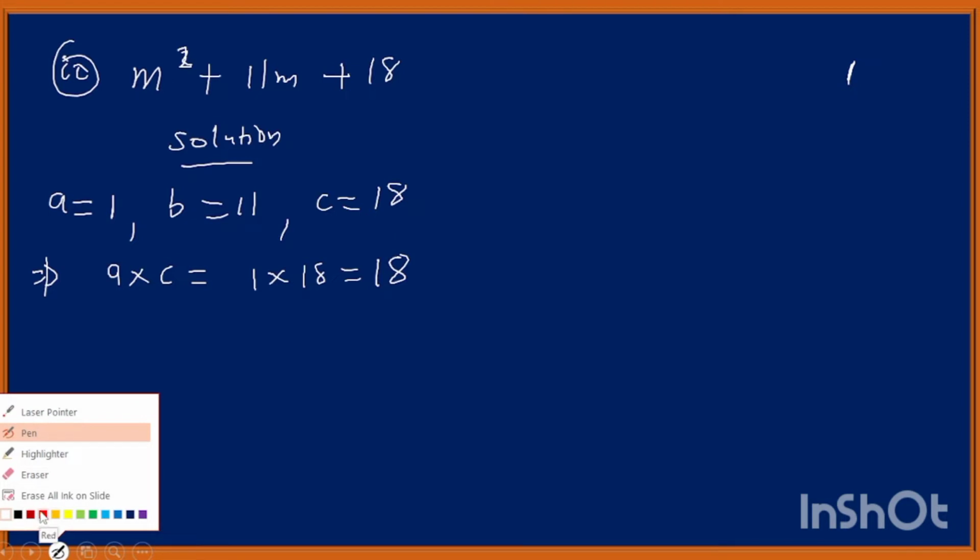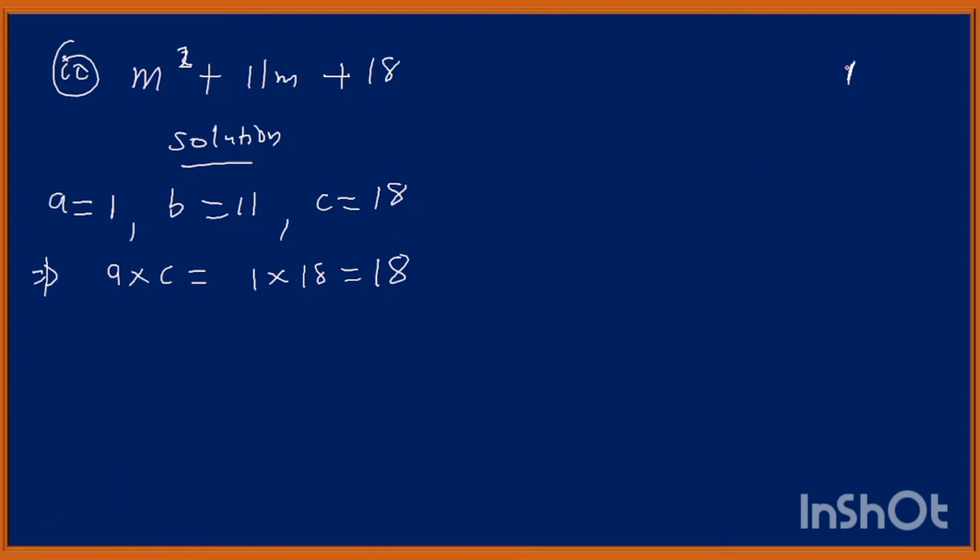So what are the factors of 18? We are looking at what? The factors of 18 that, when I multiply them together, will give me 18, and when I add them together, will give me 11. So what are those factors? The first factor of 18 is 2, and the second factor is 9. Why? Because 2 times 9 gives me 18, and 2 plus 9 gives me 11.